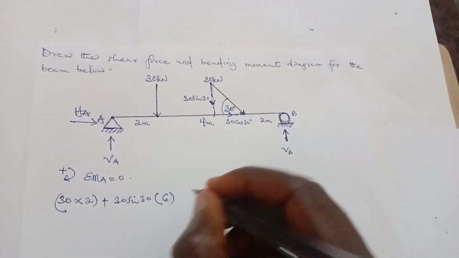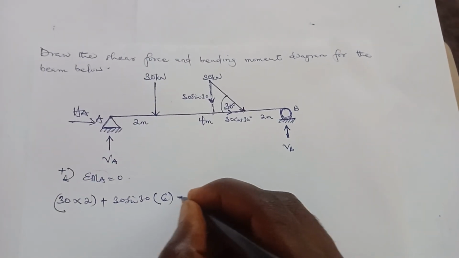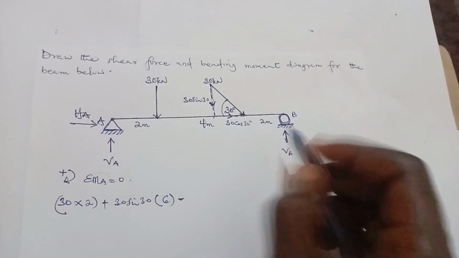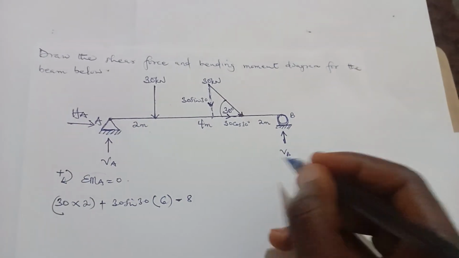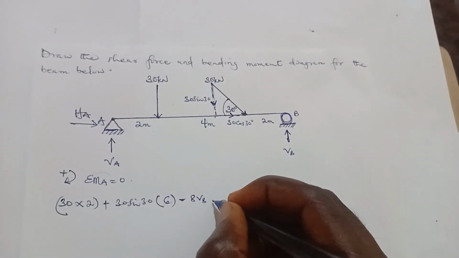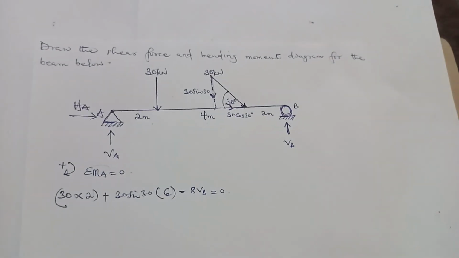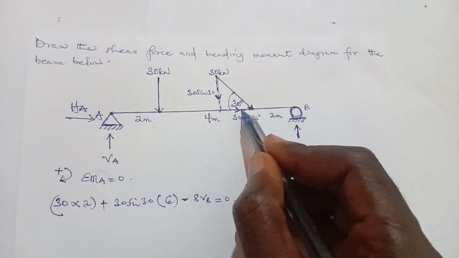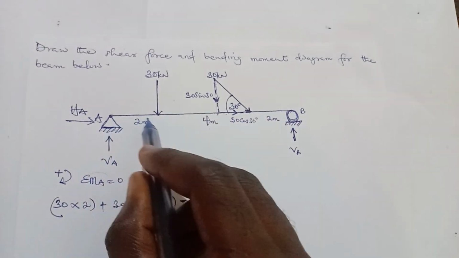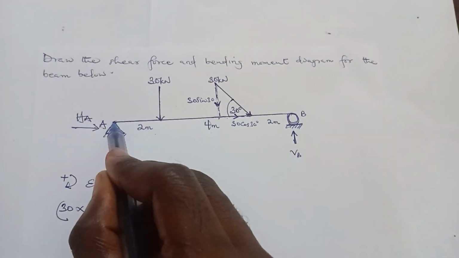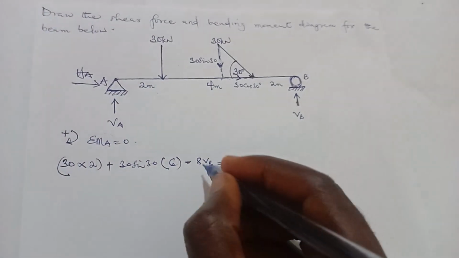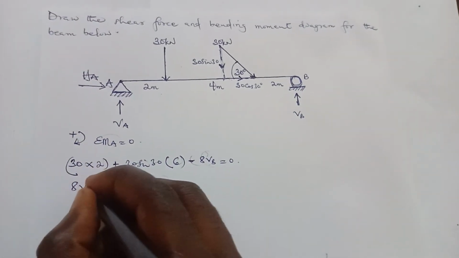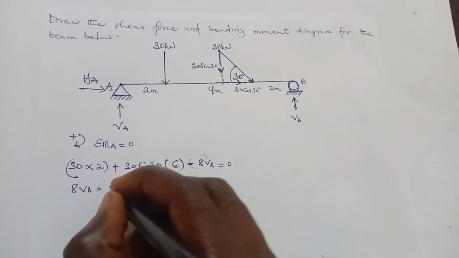VB is going to cause an anti-clockwise moment, so it's going to be negative. The perpendicular distance is 2 plus 4 plus 2, which is 8, so minus 8 VB. Everything here is equal to 0. These are the forces causing moments. The horizontal force will not cause a moment because its line of action passes through where we're taking the moment. So we'll make VB the subject. We send 8 VB across, and you're going to get 8 VB is equal to 60.